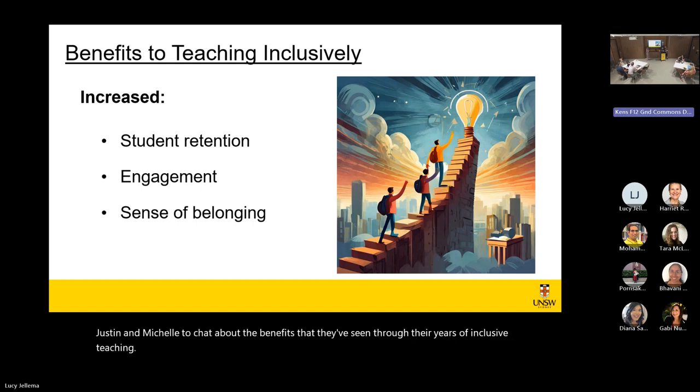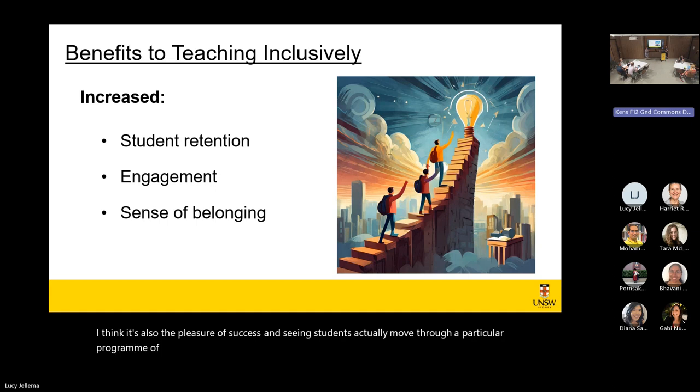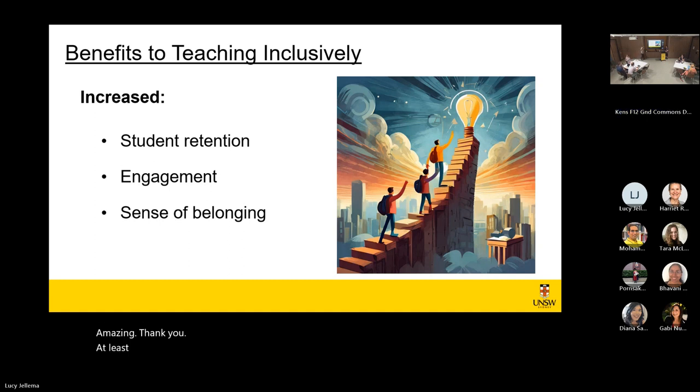Definitely these. But I would maybe add a couple of things. First of all, greater student investment in the content and greater student interest. But significantly, I think it's also the pleasure of success and seeing students actually move through a particular program of study and realize something of their accomplishments that they wouldn't have otherwise.